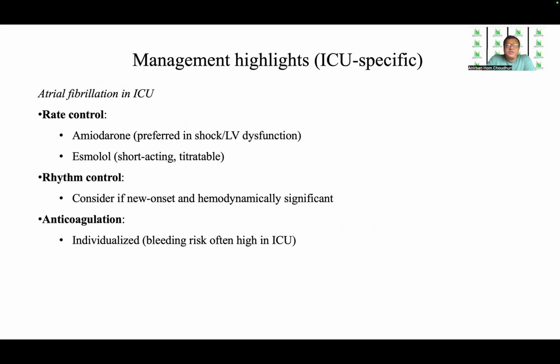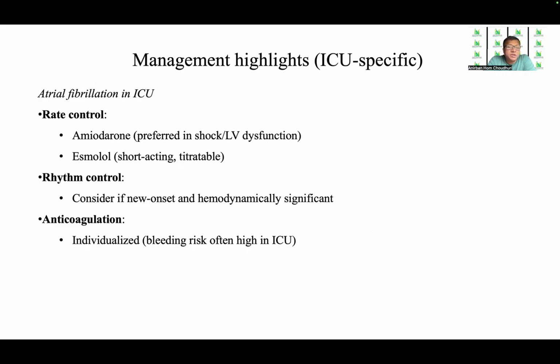If you have to manage specifically the patients, for example, the case that we had discussed in the beginning, atrial fibrillation in the ICU, we have to go for rate control, in which the drug which is preferred is amiodarone, which is preferred in shock or in LV dysfunction. We can use esmolol, which is short acting and titrable, if the patient does not have any hypotension. Rhythm control, we have to consider if it is new onset and hemodynamically significant, that is causing hemodynamic compromise.